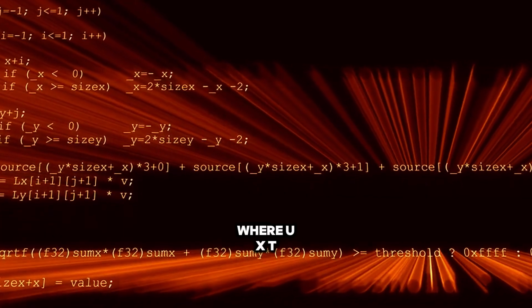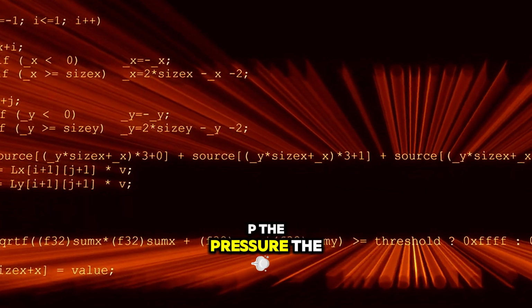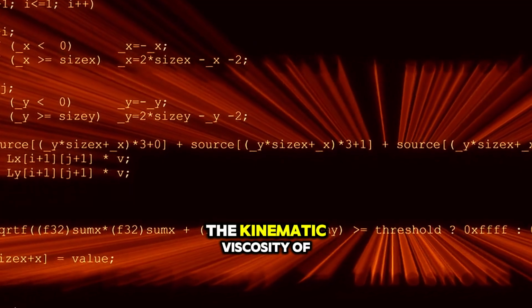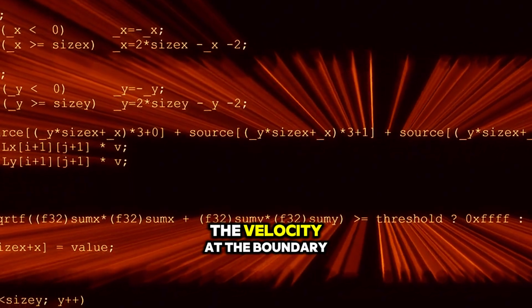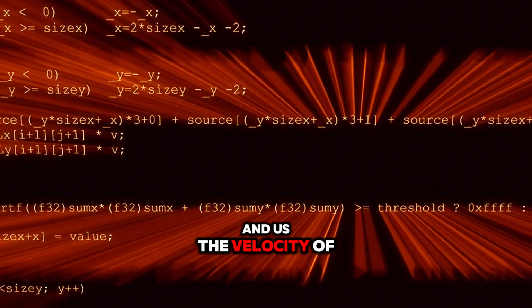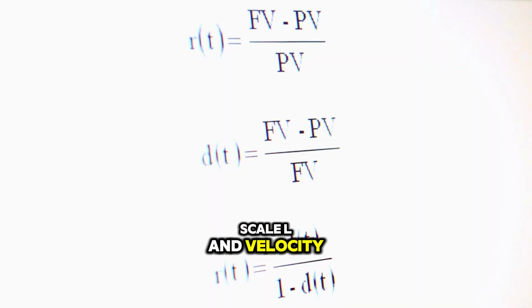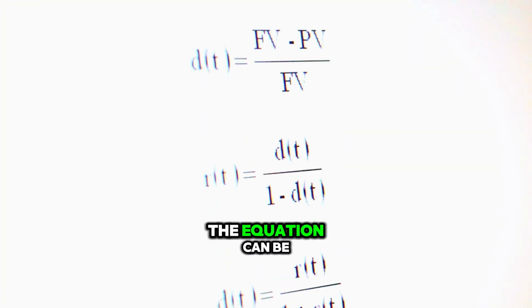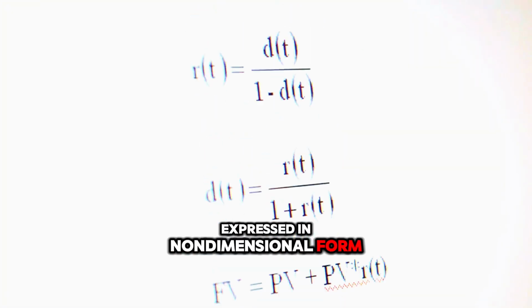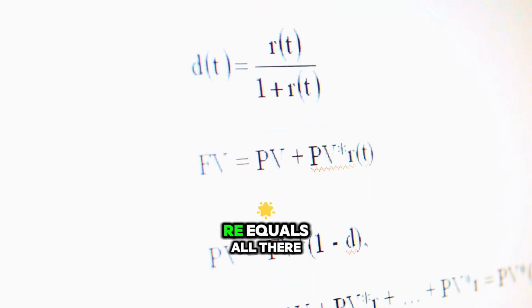Where u(x,t) is the flow field, p the pressure, ρ the density of the fluid, ν the kinematic viscosity, u_b the velocity at the boundary, and u_s the velocity of the solid. By choosing a length scale, L, and velocity scale, U, the equation can be expressed in non-dimensional form containing the Reynolds number, Re = UL/ν.